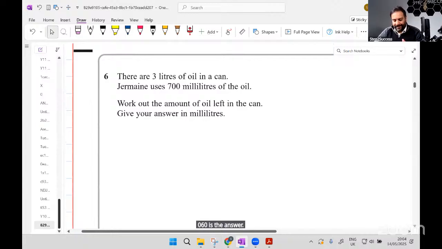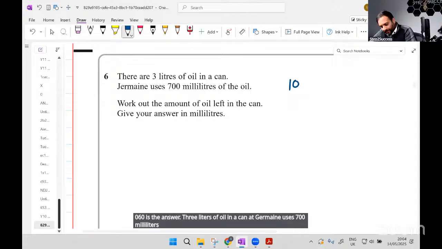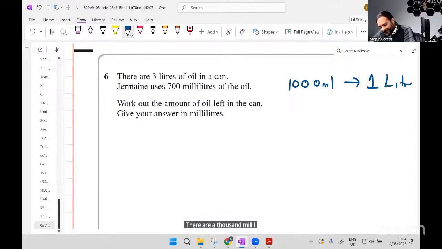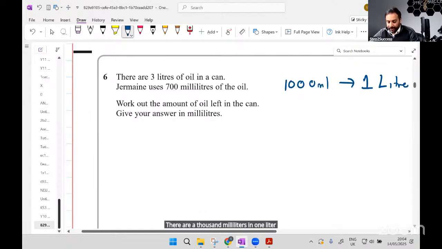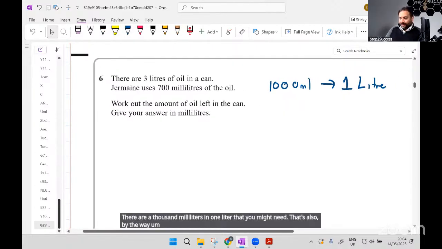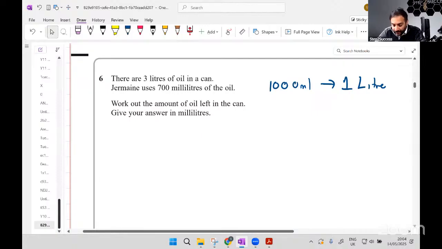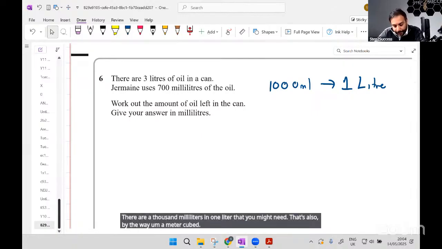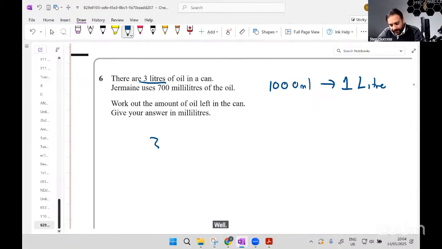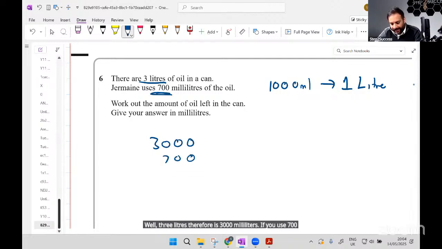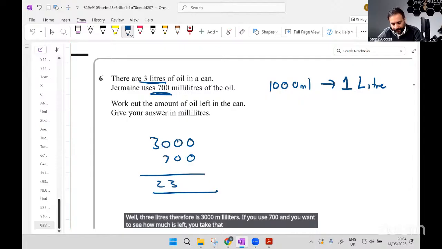3 liters of oil in a can, Germain uses 700 milliliters. Some conversions: there are 1,000 milliliters in 1 liter, which you might need. That's also, by the way, a meter cubed. Well, 3 liters therefore is 3,000 milliliters. If you use 700 and you want to see how much is left, you take that away and you should be left with 2,300.